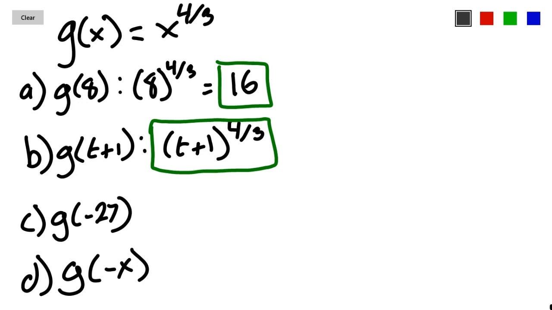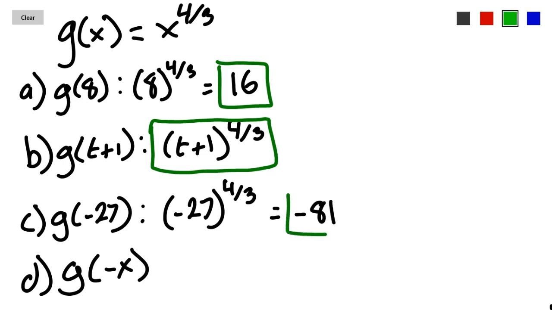So the next one, if I have g of negative 27, same thing. I'm just plugging in negative 27 into this original function up here. So I'm raising negative 27 to the 4/3 this time. And now it's going to give me negative 81 for my output.